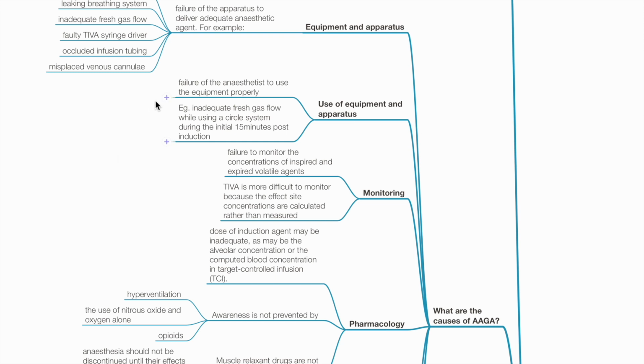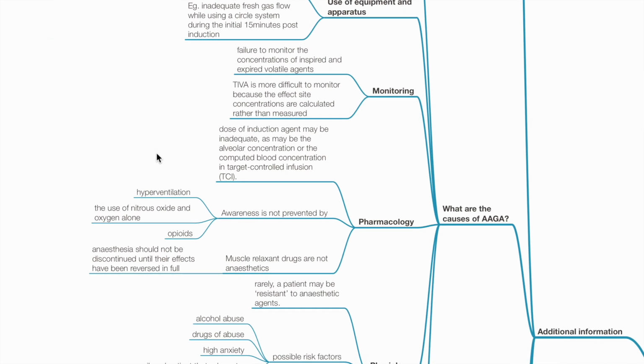Failure of anesthetists to use the equipment properly also leads to accidental awareness. For example, inadequate fresh gas flow while using a circle system during the initial 15 minutes post-induction. Failure to monitor the concentrations of inspired and expired volatile agents increases the risk of awareness. TIVA is more difficult to monitor because the effect site concentrations are calculated rather than measured.